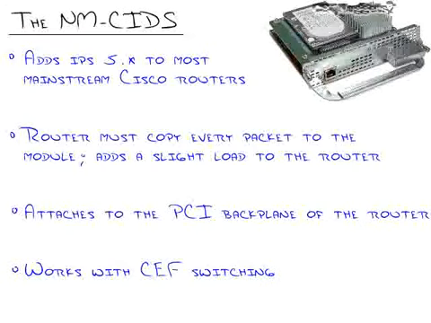and we'll talk about how to access it and so on. So the NM-CIDS module is the piece that Cisco has created for their routers to allow them to run the IPS 5.x software. This is the same software we've been talking about this entire series, so you're not going to see too much difference. The reason that we have this is just to discuss the differences when you're working with a router.